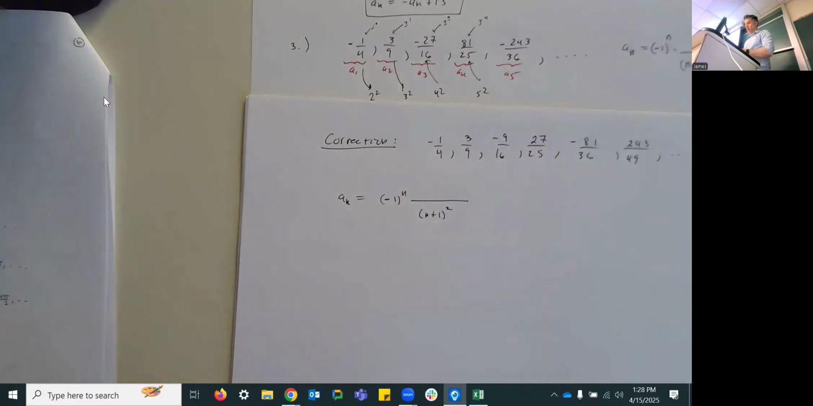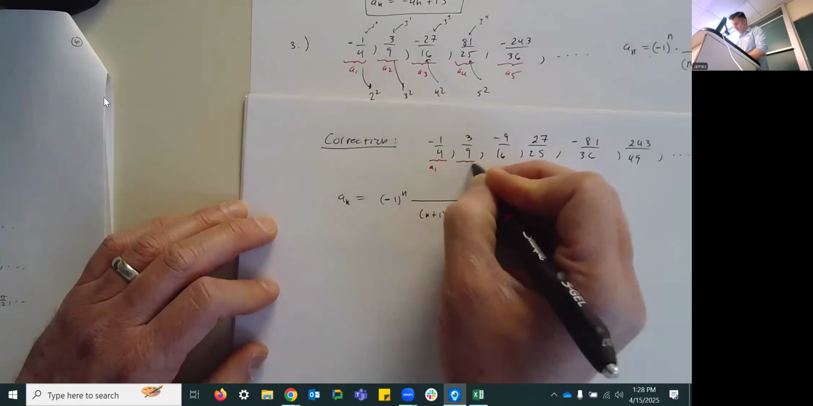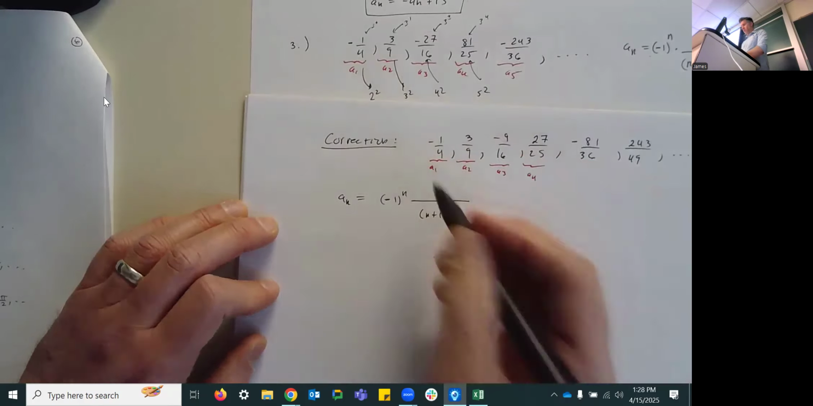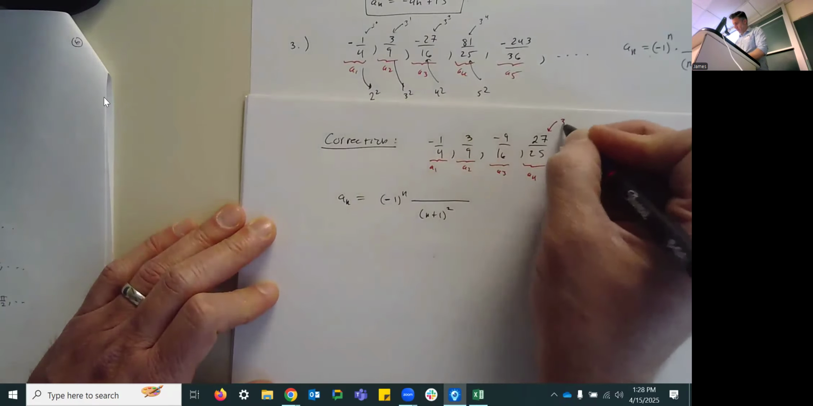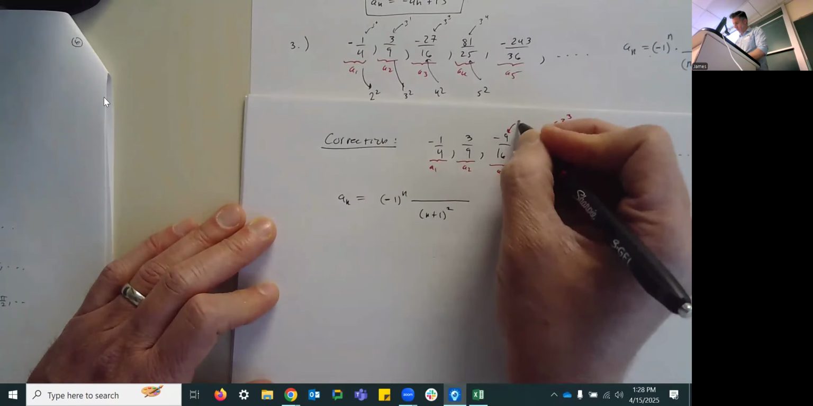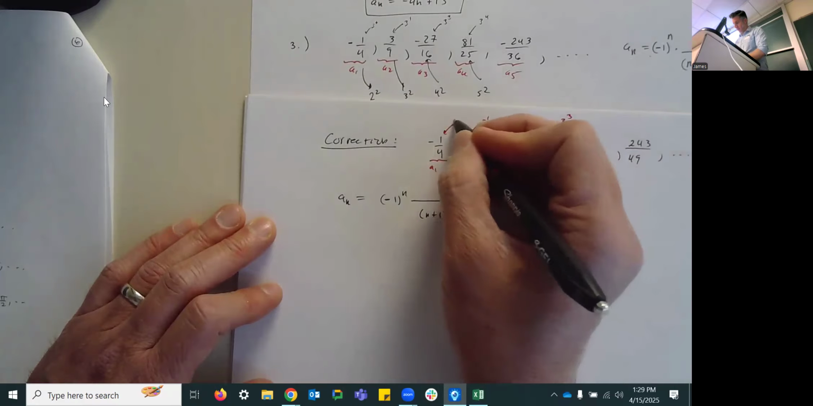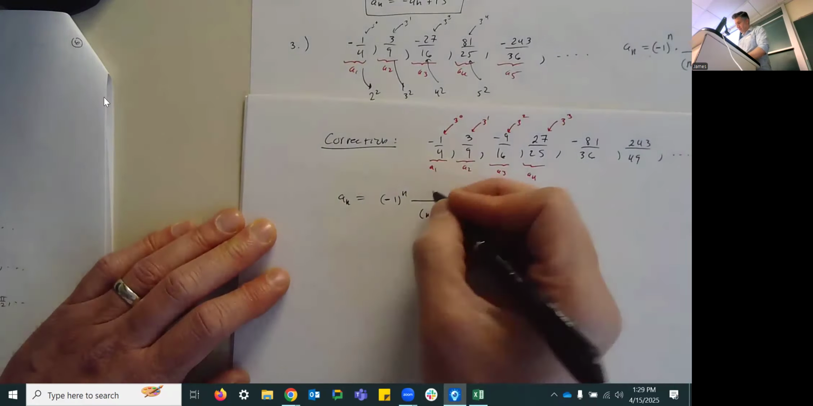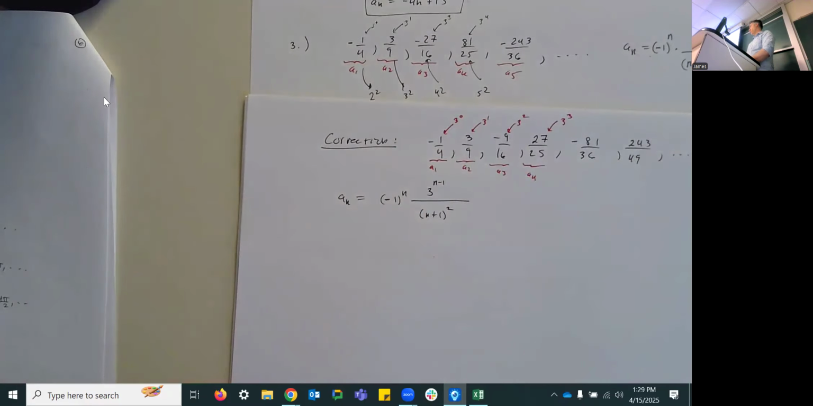And the numerator, well, again, this is our a_1, a_2, a_3, a_4. And the numerator, ignoring the alternating part, that's a 3 cubed, a 3 squared, a 3 to the first, and yes, a 3 to the 0th. So it looks like our numerator is 3 to the n-1. Right, that power is 1 less than the index number.